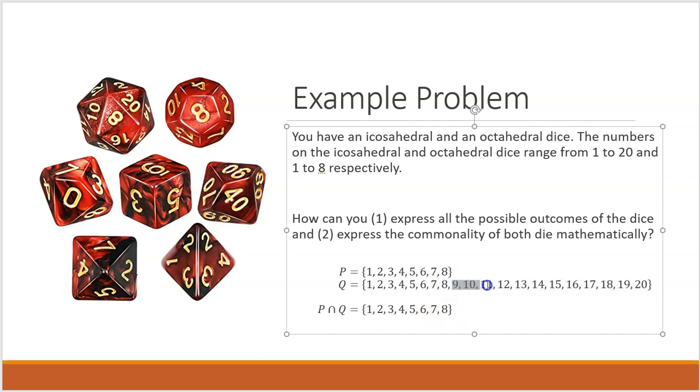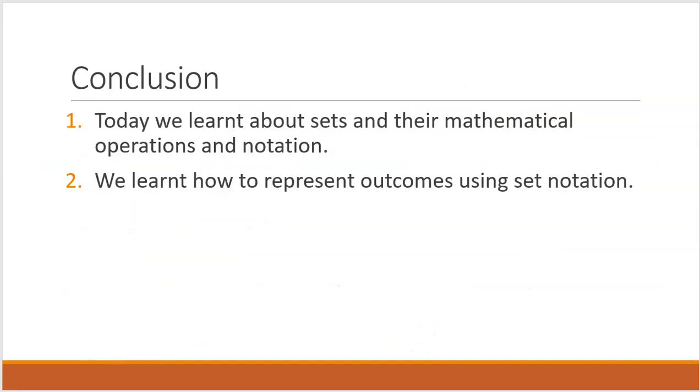So we've excluded 9 to 20 because on the octahedral die it only goes 1 to 8, and what's common between the two is numbers 1 to 8. So this is how we'd express the possible outcomes and the commonality of both dice using sets. So in conclusion, today what we learned was sets and the mathematical operations and notations of sets. And secondly, we learned how to represent outcomes using set notation.